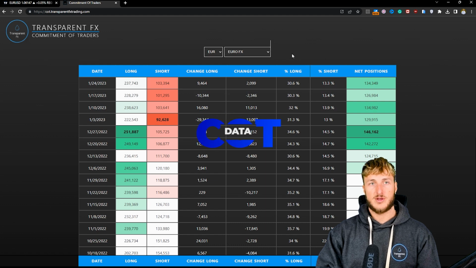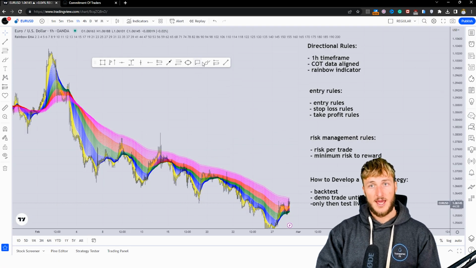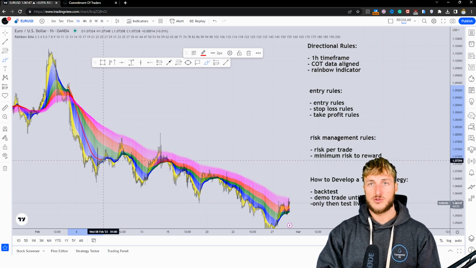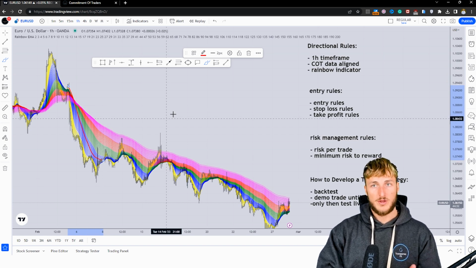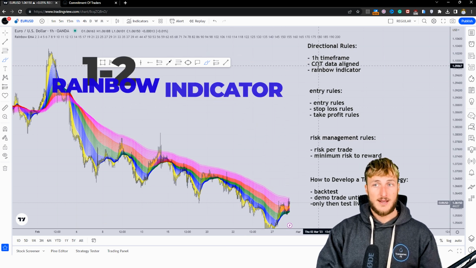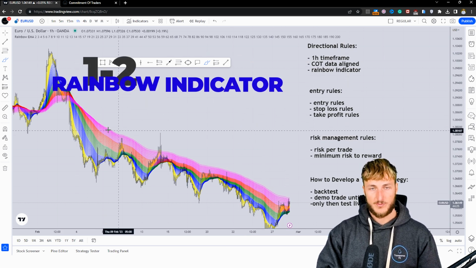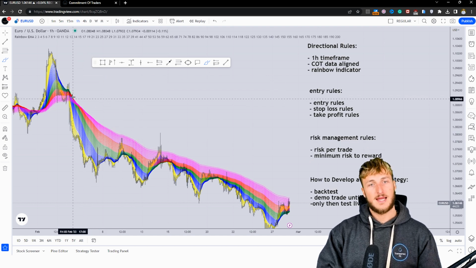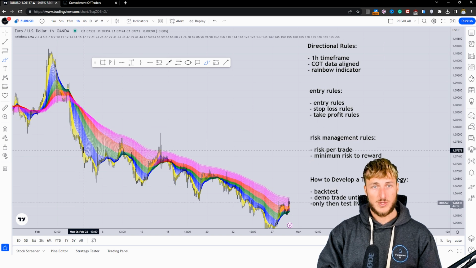So let's say, for example, we look here that from the COT data, the net positions have been decreasing lately. And in fact, price started dropping to the downside because institutions were adding shorts, were moving to the short side of the market. Then we have to check the rainbow indicator that we have here on our chart. Now, what we can see here is that the rainbow indicator was cutting for short.